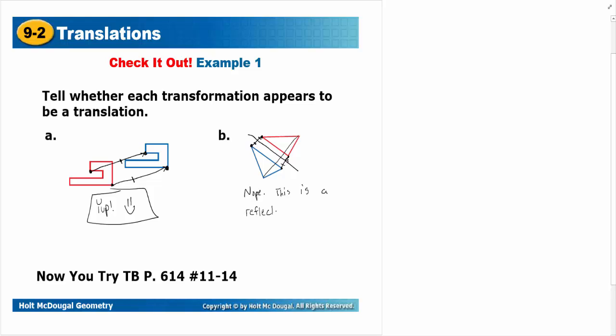Again, as you learn the other types of transformations, it makes it even easier to recognize the ones that aren't right. All right, again, with that, you should be able to go ahead and try 11 through 14. Hopefully those are pretty simple if you know what a translation is. Okay.